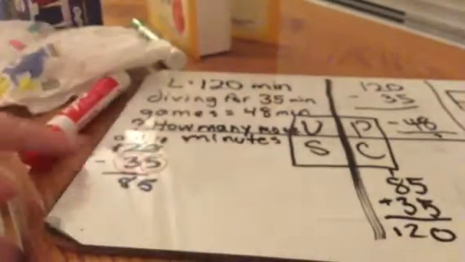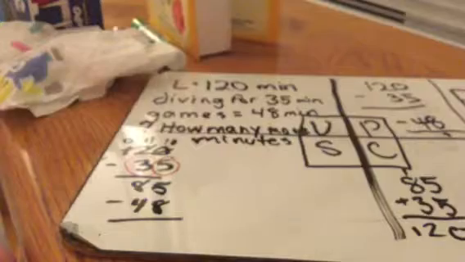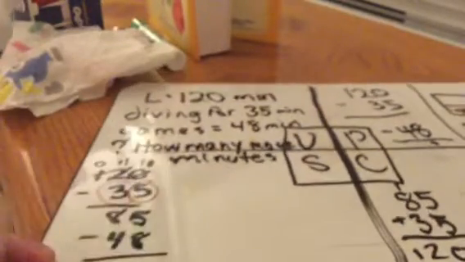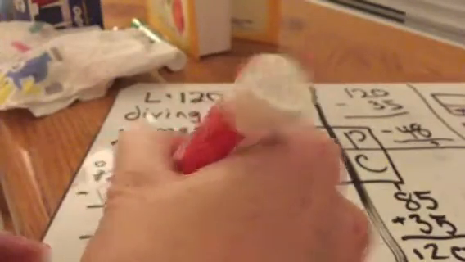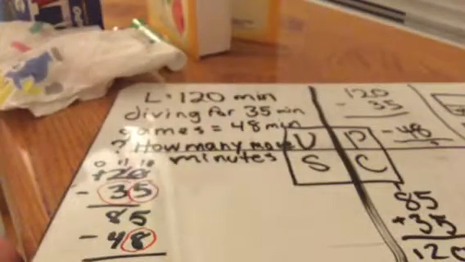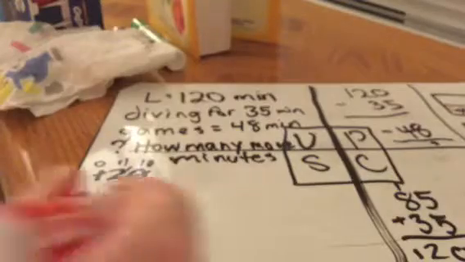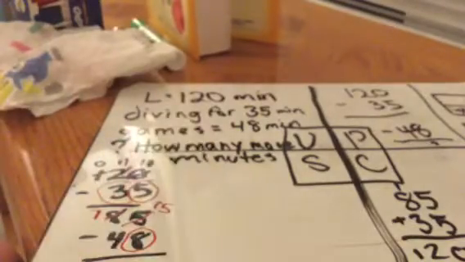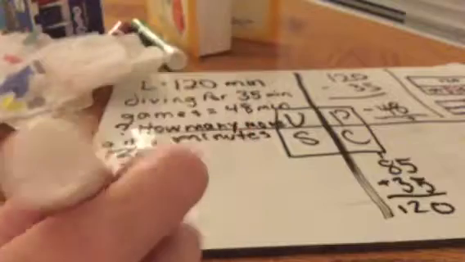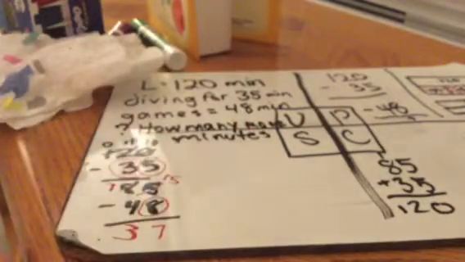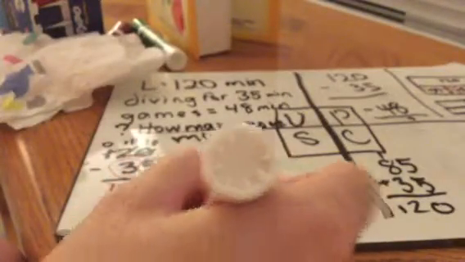Now, that's only the diving. I only took away the diving. I still need to take away the game time. So again, I have to now subtract off the games. When I'm looking at the games, bigger number is on the bottom, so I need to go next door to borrow 10 more. 7, and I get 10 more, so that's 15. 15 minus 8 is 7, and 7 minus 4 is 3. So I get an answer of 37 minutes.